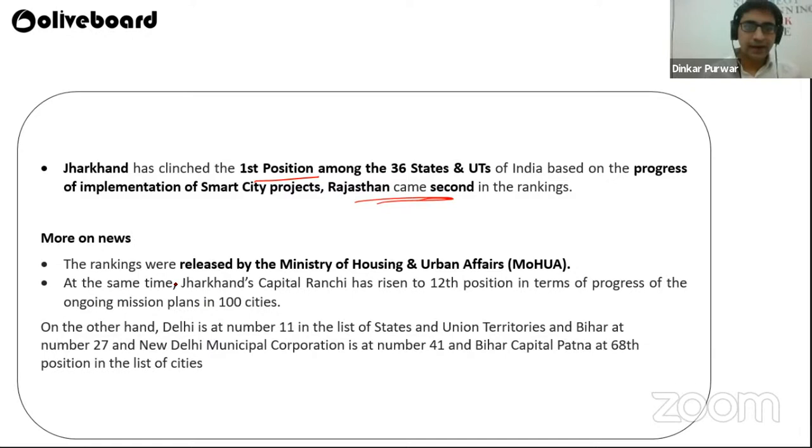At the same time, Jharkhand's capital Ranchi has risen to the 12th position in terms of progress of the ongoing mission plan in 100 cities. On the other hand, Delhi is at number 11 in the list of states and union territories, Bihar is at number 27, the New Delhi Municipal Corporation is at number 41, and Bihar's capital Patna is at the 60th position in the list of cities. Okay, guys, now question number 70.